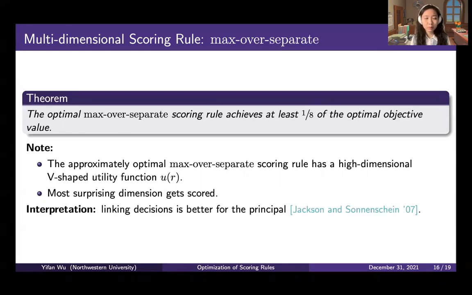The intuition behind the optimality is that linking decisions is better for the principal. Linking decisions means letting the agent make a report based on all the information she has across the dimensions, not making separate decisions on any single dimension. And this has been observed in previous auction literature.